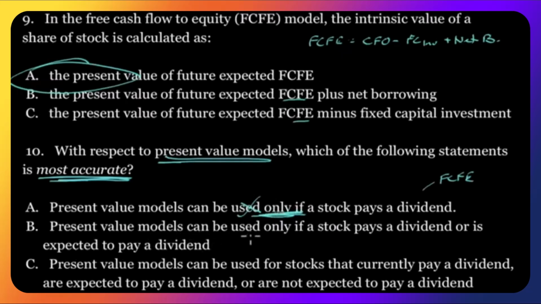Present value models can be used only if a stock pays a dividend or is expected to pay a dividend. There's the only if again. And again, that's not true. I must accept C. I love these read and eliminate because I don't even have to read C now. But we'll read it. Present value models can be used for stocks that currently pay a dividend, are expected to pay a dividend, or are not expected to pay a dividend. Yes, because we can use free cash flow instead.